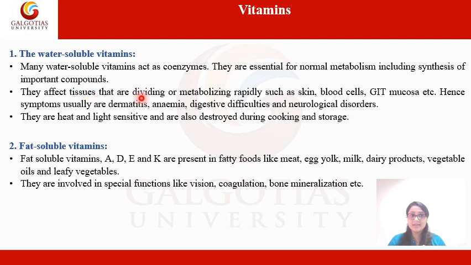They affect tissues that are dividing or metabolizing rapidly, such as skin, blood cells, gastrointestinal tract mucosa, etc. And symptoms usually are dermatitis, anemia, digestive difficulties, and neurological disorders. They are heat and light sensitive and are also destroyed during cooking and storage. Fat-soluble vitamins are A, D, E, and K and present in fatty foods like meat, egg yolk, milk, dairy products, vegetable oils, and leafy vegetables. They are involved in special functions like vision, coagulation, bone mineralization, etc.